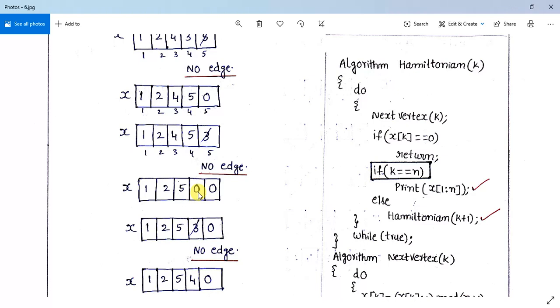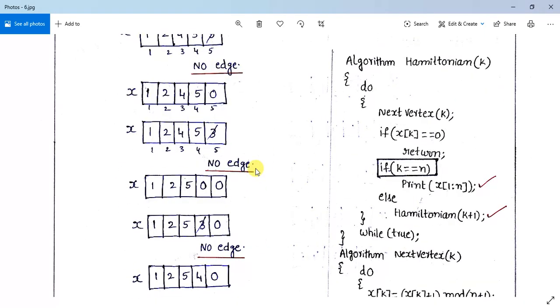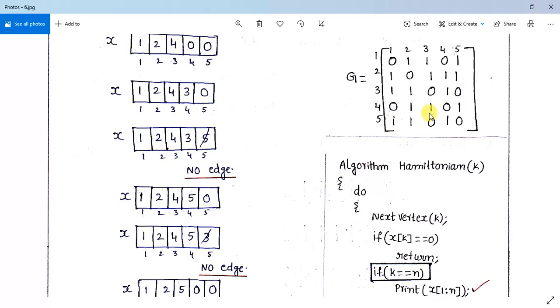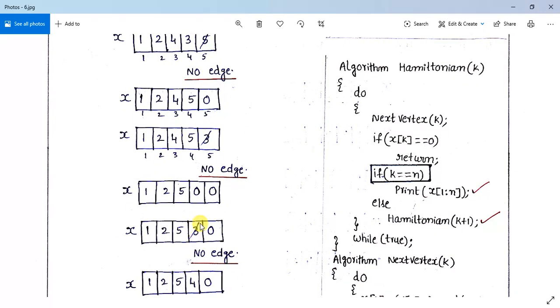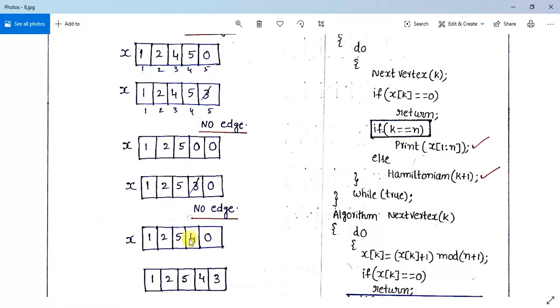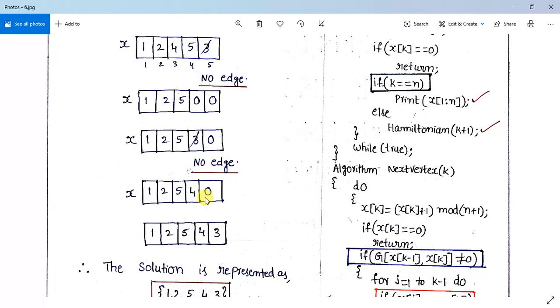Next, what is the value I can put here? I can put 1 2 3. I will check whether 3 is present or not. So 5 to 3, is there any edge? 5 to 3, no edge is present. So I am unable to fill here. So check for vertex 4. There is an edge from 5 to 4. Right. Next, fill this box.